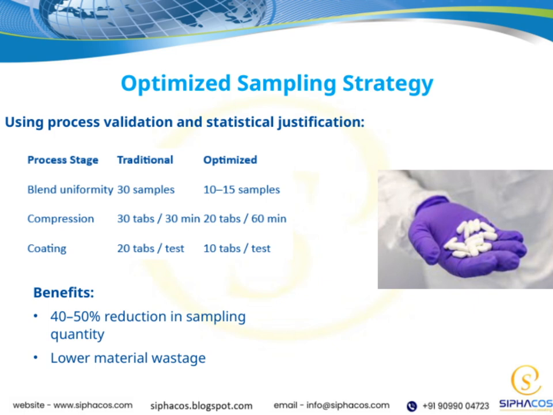The core of this strategy is an optimized sampling plan, which is developed through process validation and supported by solid statistical justification. By applying these scientific methods, we ensure that our sampling is both efficient and reliable, giving us confidence in our quality control while minimizing unnecessary sampling efforts. Overall, this approach aligns perfectly with our goal of creating smarter, more sustainable, and cost-effective processes without compromising on quality.